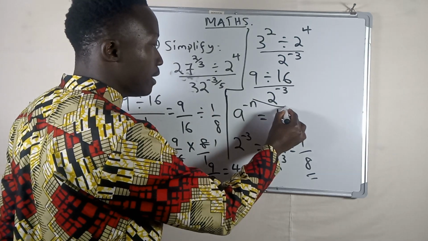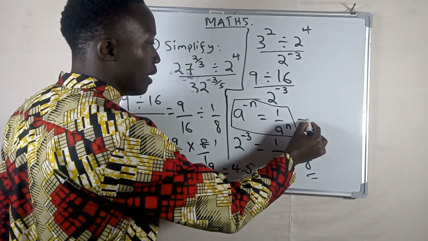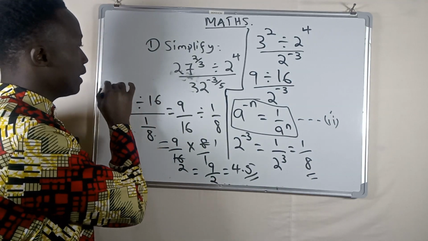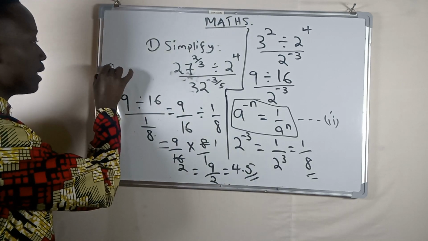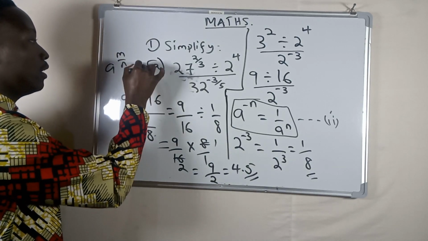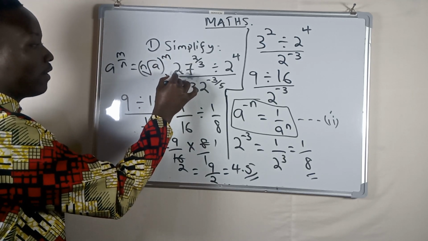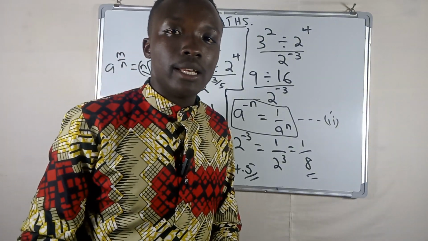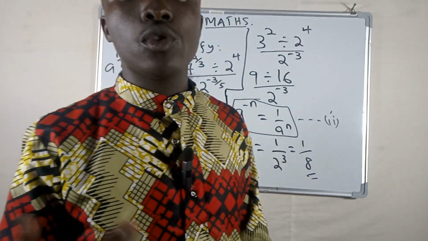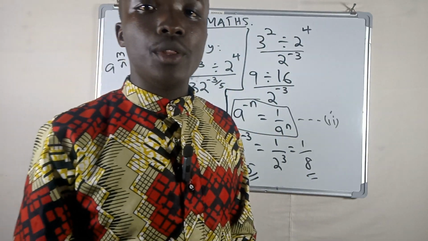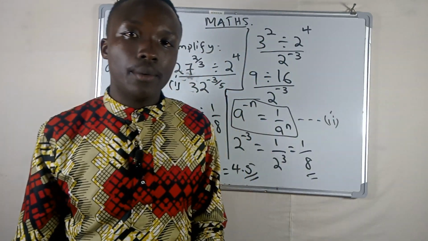So you can take this as your second rule. You can also take the first one that we used, that is a to power m over n is equal to n root of a to power m, as our first rule. Let me list down the most commonly used rules in indices, so that as you continue with your revision, you are going to be familiar with them.